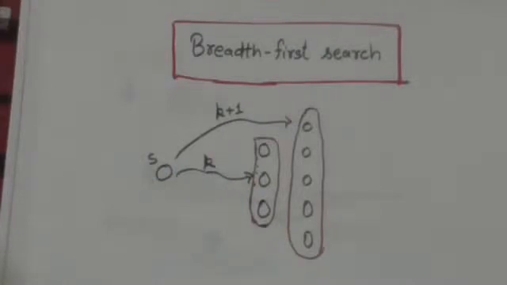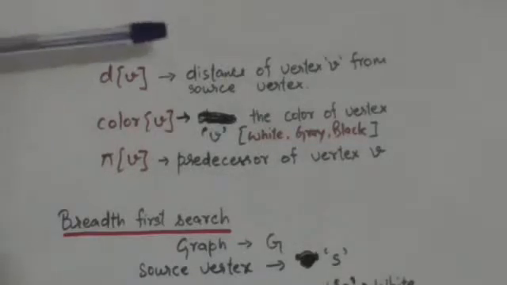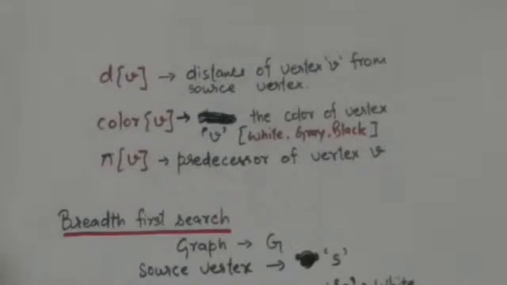In breadth first search, for each vertex v of the graph, we maintain three variables. First is d[v], second is color[v], and third is pi[v]. d[v] stores the distance of vertex v from the source vertex. Here, distance means the smallest number of edges from the source vertex to vertex v.